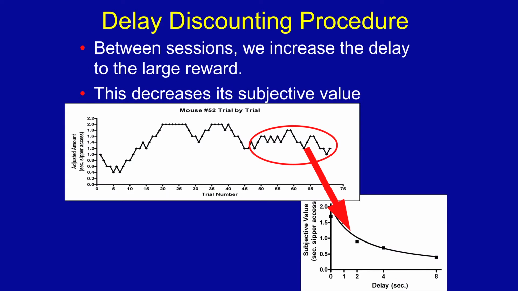So when delivered immediately, 2 seconds of sipper access time is worth 2 seconds. And when it's delayed by 8 seconds here, you see that it's decaying the subjective value of that reward by 75%. So here, a year decayed the value of the subjective reward by 40%. In a mouse, 8 seconds will decay it by 3/4, okay? So mice are relatively impulsive, and I guess that's normal for a mouse.